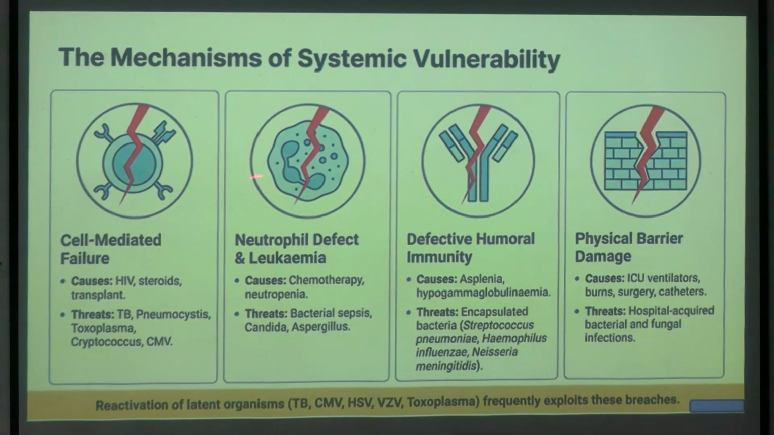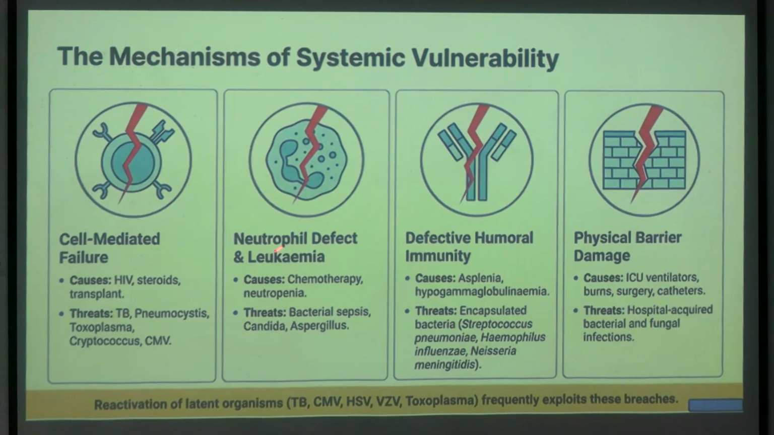Next is a neutrophil defect and leukemia. In patients having uncontrolled diabetes, or a blood cancer like leukemia, CML, AML, their neutrophils become defective. When neutrophils are not properly working, their cell defense mechanisms also get hampered. So another defense mechanism gets broken.